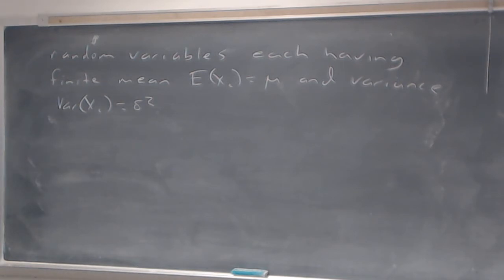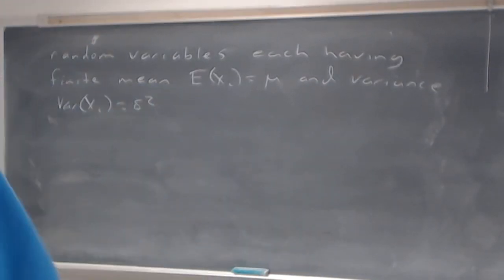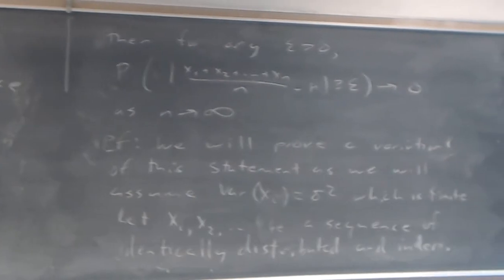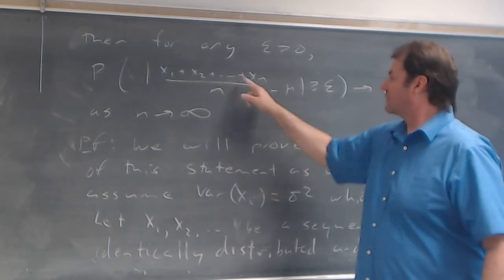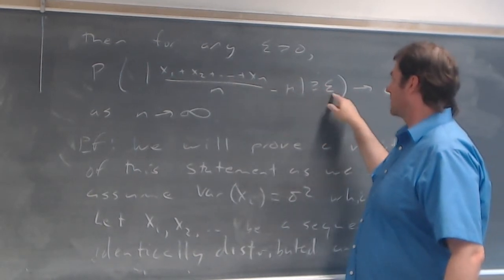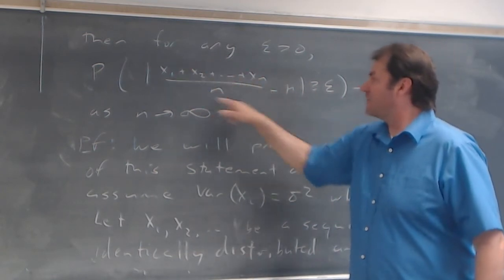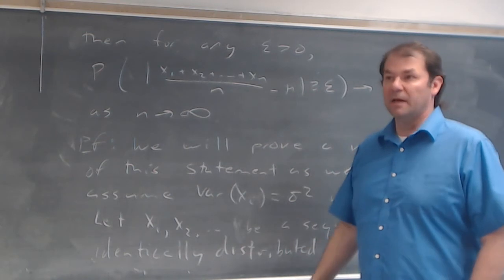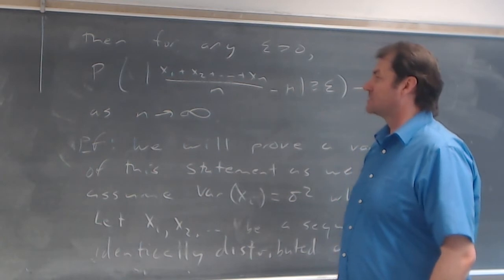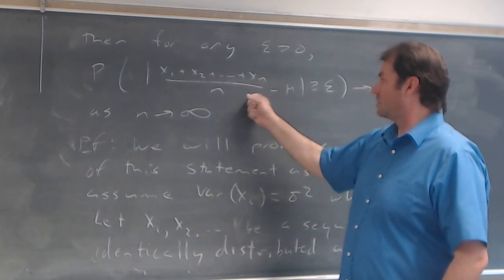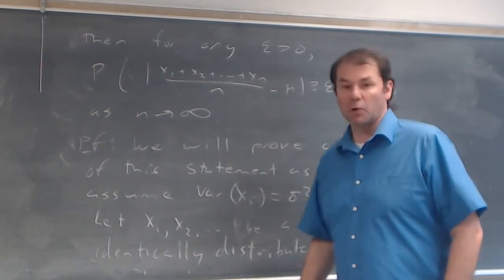Let me back up for a second and let you look at what we're trying to prove. We're trying to prove that the probability of the absolute value of something minus mu being greater than or equal to some positive number goes to 0. If we think of the sum over n as one random variable, this looks a lot like the conclusion of Chebyshev's inequality. And that is, in fact, what we're going to use.